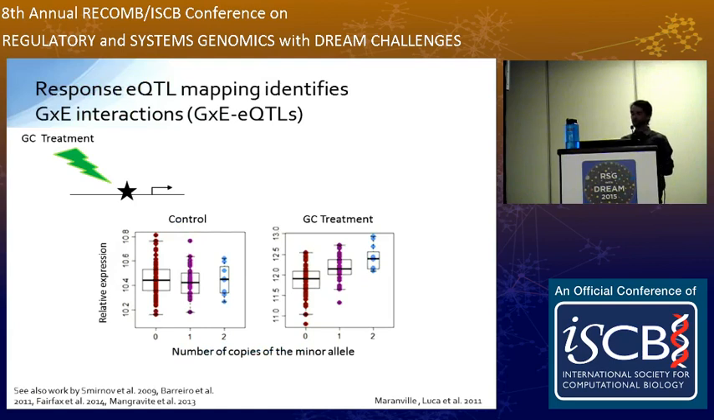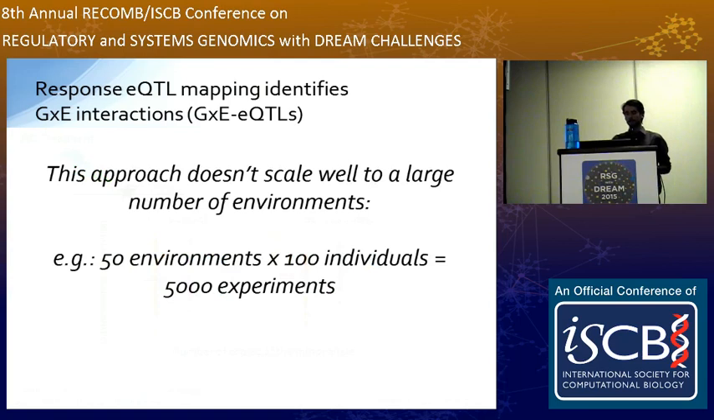One method that's been used so far to identify gene-environment interactions is through in vitro studies doing response eQTL mapping. There's a few studies that have done this so far, and they do it in one treatment or maybe a handful of treatments. But the problem is that it doesn't scale very well if you want to look at a very large panel of treatments of different environments. For example, if you want to do 50 environments and 100 individuals, you do 5,000 experiments, which is kind of intractable. So we need a different approach.